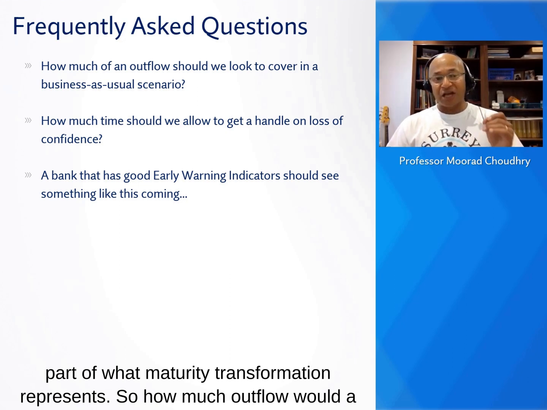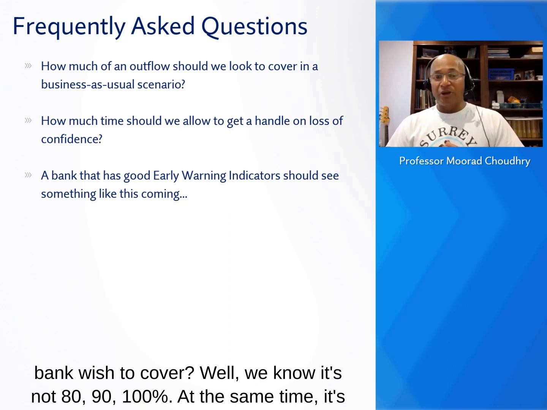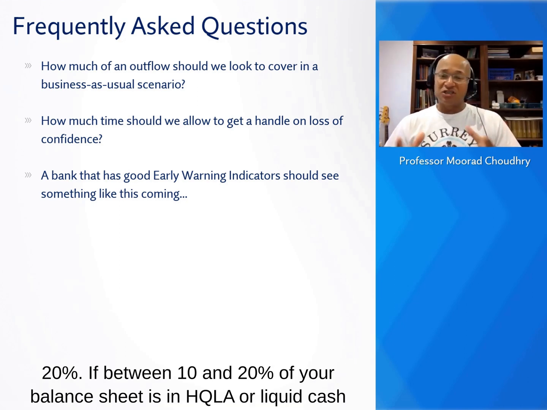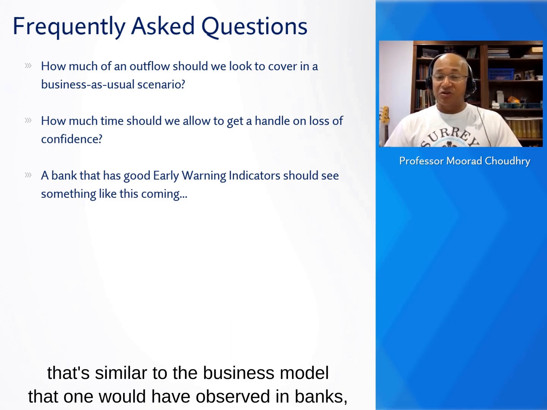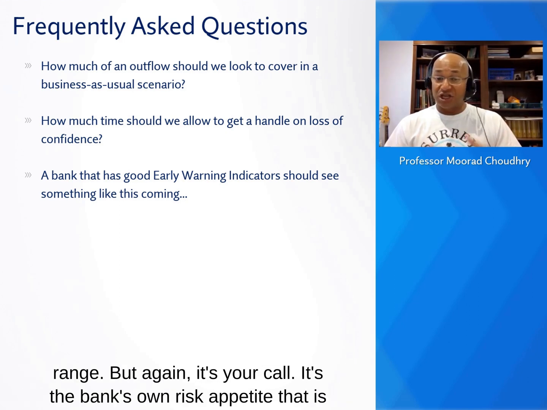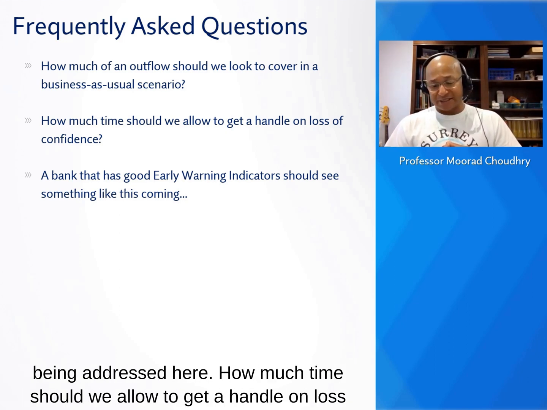So how much outflow would a bank wish to cover? Well, we know it's not 80, 90, 100%, but at the same time, it's probably more than 2, 3, 5, and 10%. So that sweet spot might be between 10 and 20%. If between 10 and 20% of your balance sheet is in HQLA or liquid cash, that's similar to the business model that one would have observed in banks pre-2000 and in the pre-21st century. So anything between 10 and 30% seems like the right range. But again, it's your call. It's the bank's own risk appetite that is being addressed here.